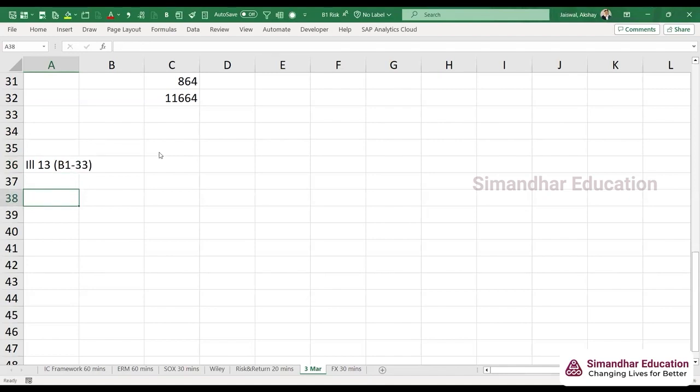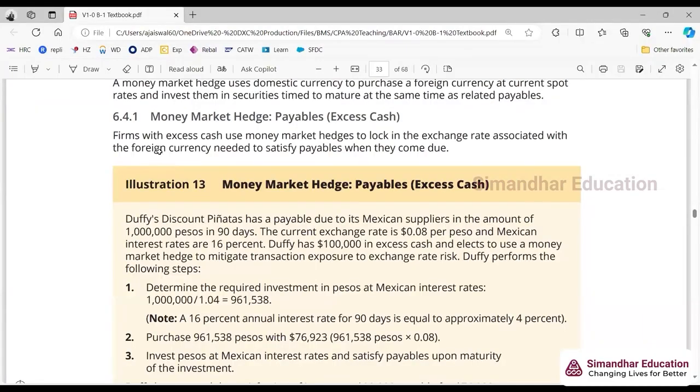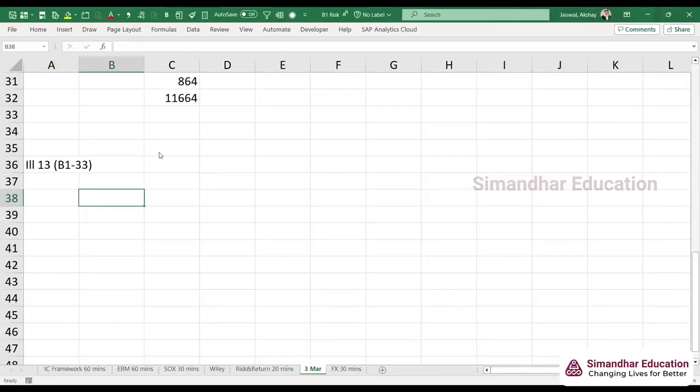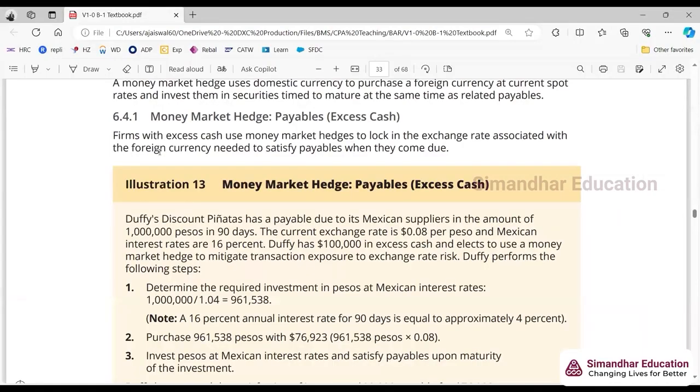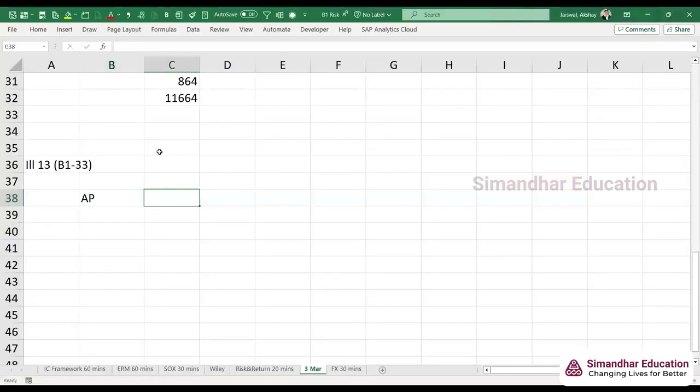So I use Excel because I'm familiar with Excel. You can use a paper or calculator also, your choice, right? And in Excel, we get formula also. So pretty much nifty. I had used Excel only in the examination also. So, yeah. What is the payable? AP is 1 million pesos.